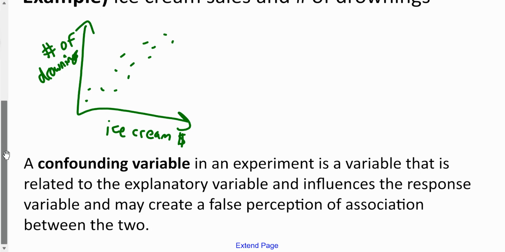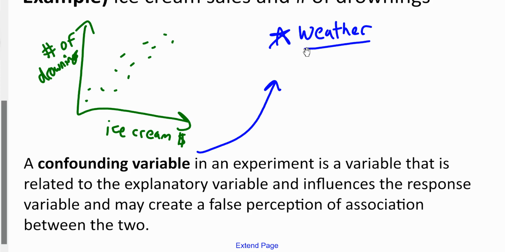A confounding variable in an experiment is a variable that is related to the explanatory variable and influences the response variable, and may cause a false perception of the association, or the correlation or causation, between the two. So in this case, what is the confounding variable? It is the weather. Weather is the confounding variable.